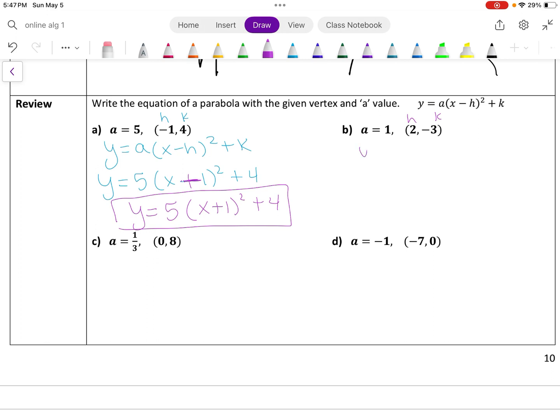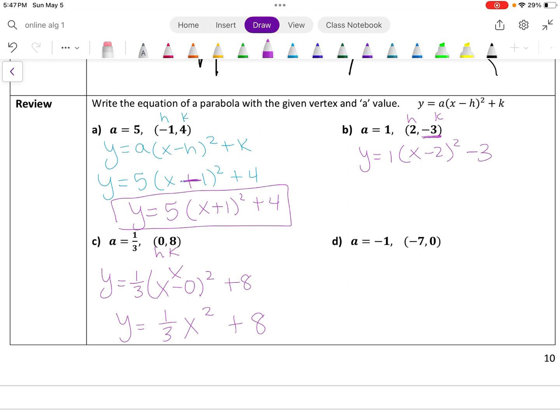Now would be a good time to pause, see if you can do the rest of these. All right, well, here's my h, here's my k. y equals 1 times x minus 2 squared. And I keep the sign for k, so I'm going to subtract 3. Letter C, a is a third, h is 0, k is 8. y equals a third times x minus 0 squared plus 8. What is x minus 0? That's just x. So really we could write this as y equals a third times x squared plus 8. That's a special case, where since we're not adding or subtracting anything to x, we would just know that the h value is 0.